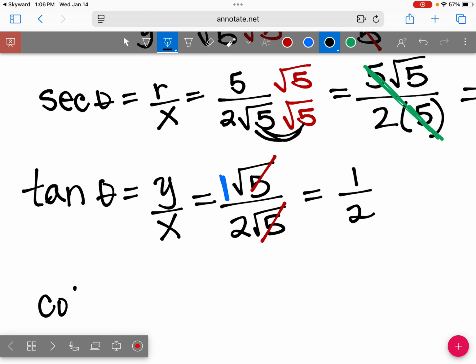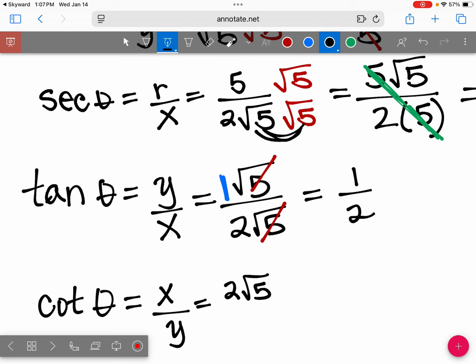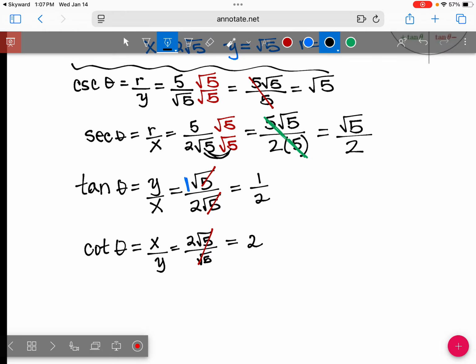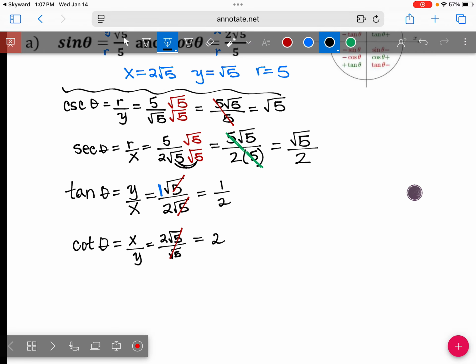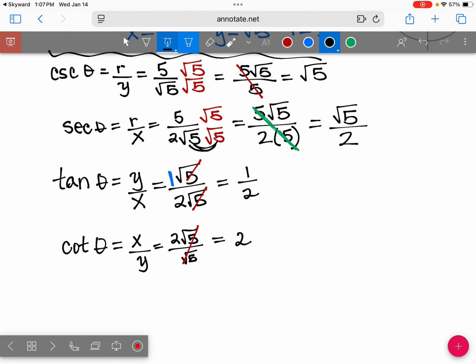And then the cotangent of theta, that is x over y, which is 2 root 5 over root 5. When I cancel these out, I'm just left with a 2. And that's the other 4. So they gave us 2, and we had to use those 2 to find the last four.